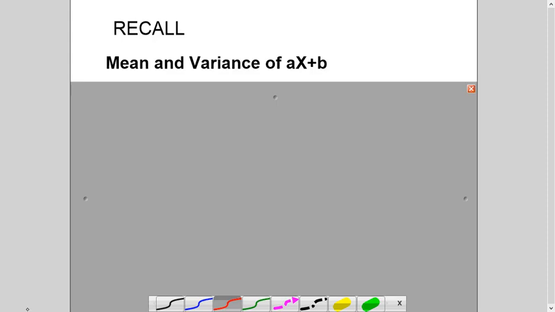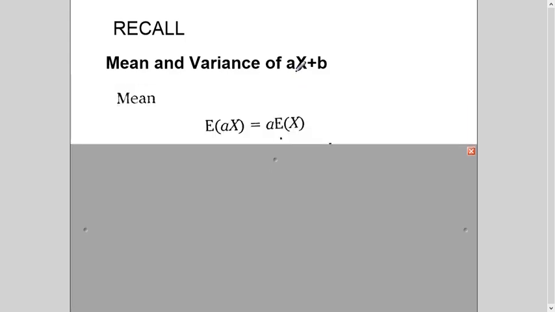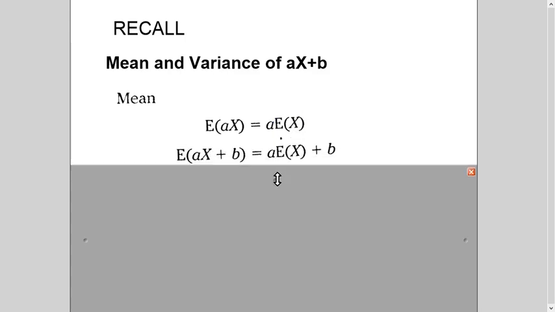So let's begin with the question. You need to recall a few formulae which will be needed to solve this question. Let's have a quick recap of those formulas so that when we apply them, we do not get confused about what we are doing. First of all, the mean and variance of ax plus b. It's a linear combination. So when you're finding the mean of a linear function, if it is just ax, the constant a will come out and you will take the mean of the random variable x.